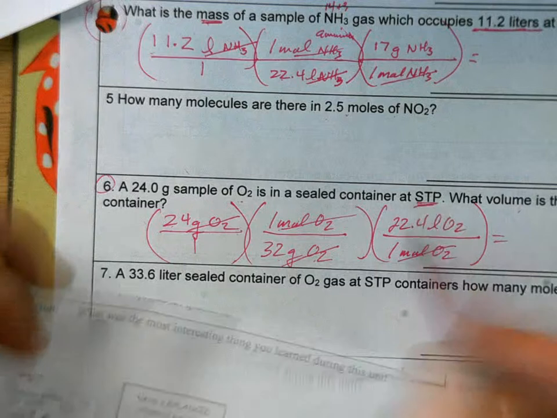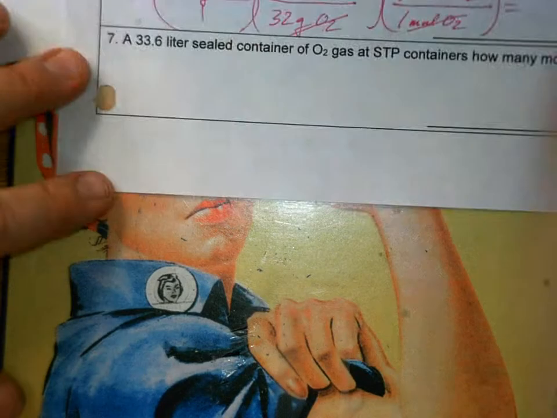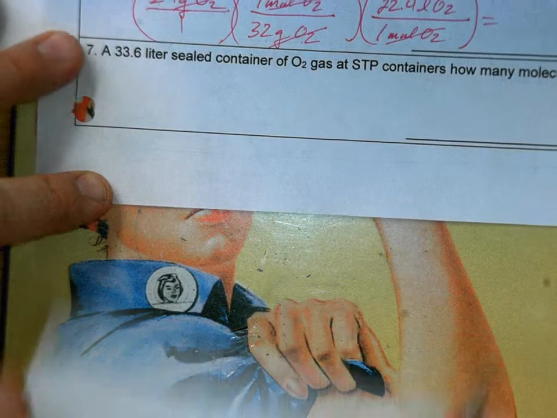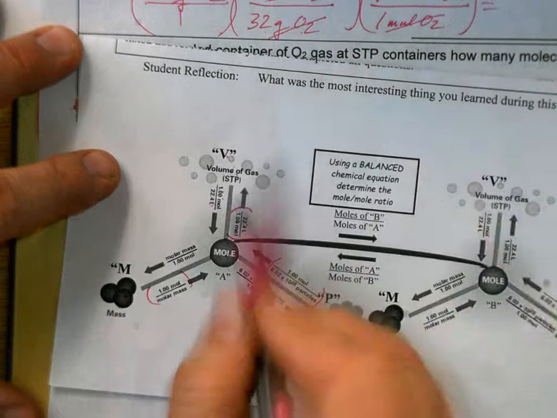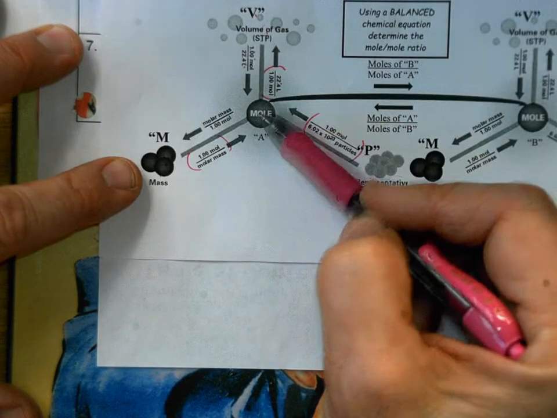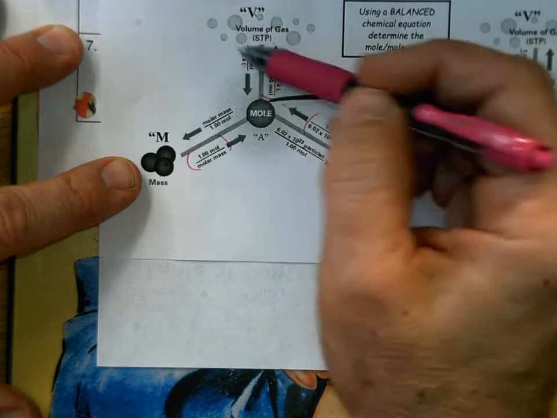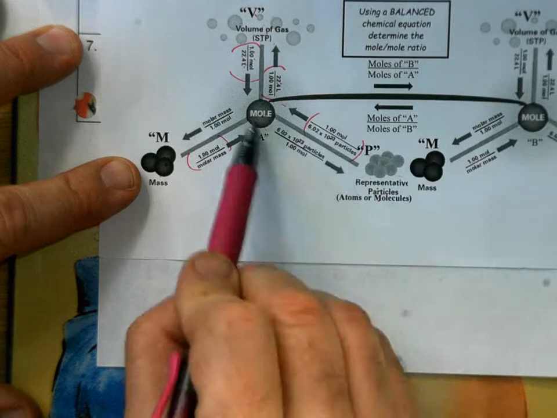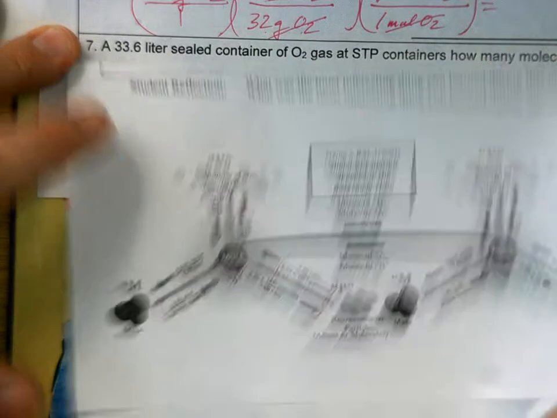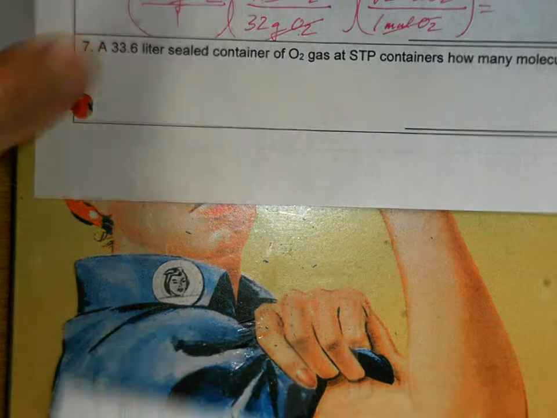That'll be pretty easy. And lastly, you have a 33.6 liter sealed container of gas. Okay, that is your given. And you are going to convert it into how many molecules? So you're going to convert it to moles. So you have one conversion fraction. It'll actually be this one over here. And then you're going to have to multiply it by Avogadro's number. Right? We're looking for the number of molecules. So there you go. That's how you get those set up.